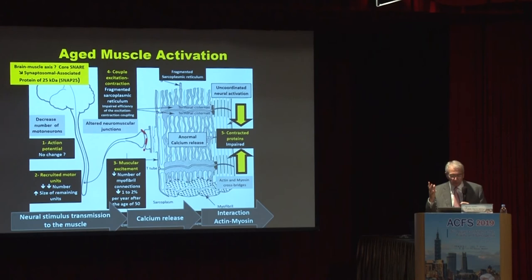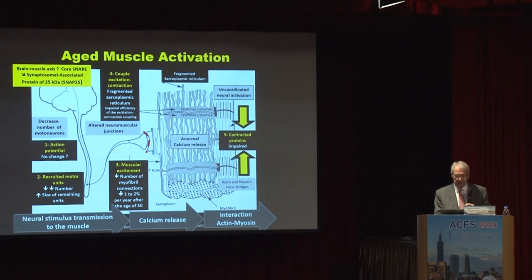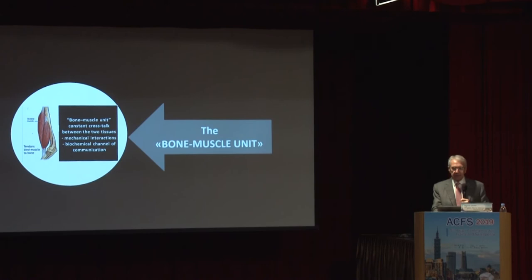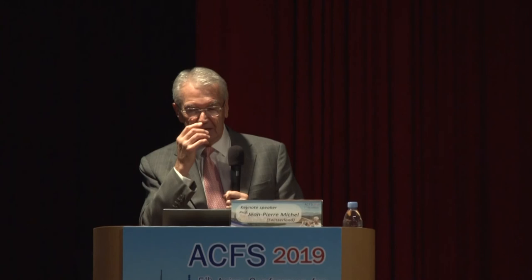But I don't know, it was only one hypothesis, but I think that it's more and more interesting to have this kind of data now. Another point is the bone muscle unit. I welcomed in my department in Geneva a professor of bone metabolism. At the beginning I told him that there is a link between muscles and bone, and he said, no. And now he's publishing a lot on sarcopenia, indeed.